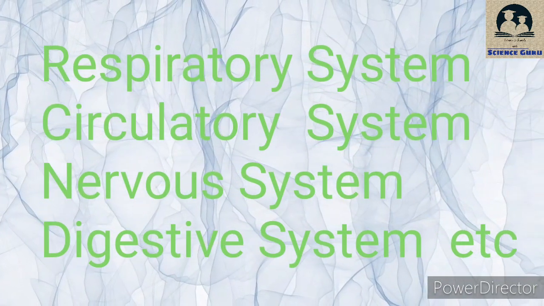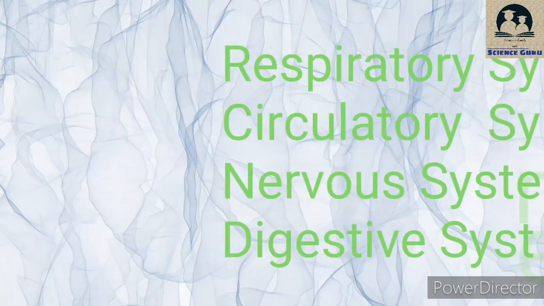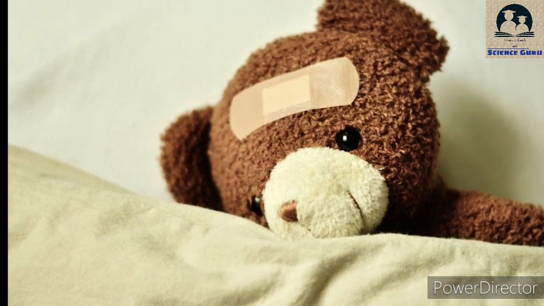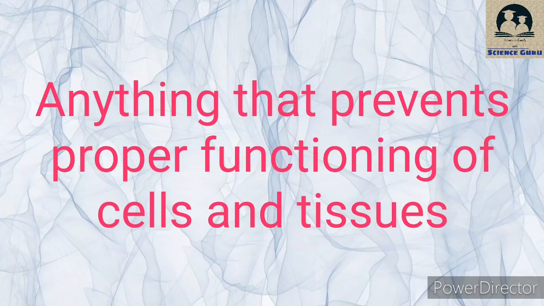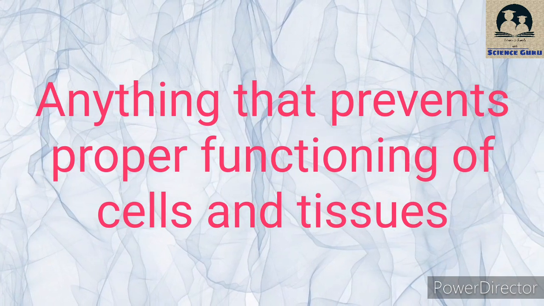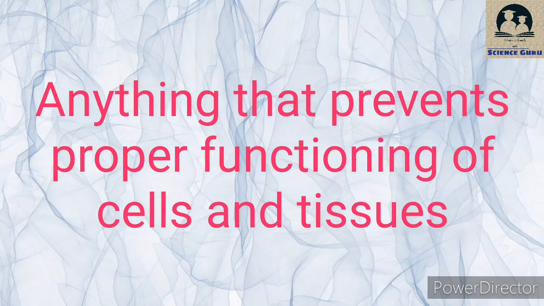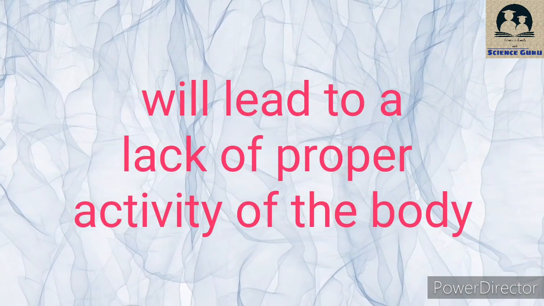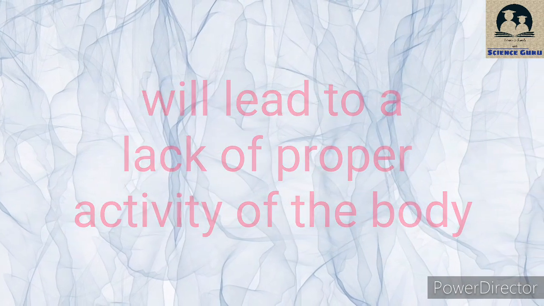These are some of them. So, if any organ or any part of our body is not working properly, we may fall ill. In other words, anything that prevents proper functioning of cells and tissues will lead to a lack of proper activity of the body.